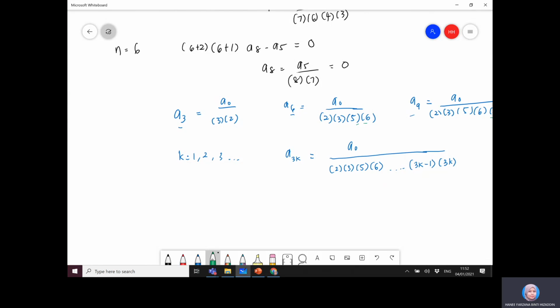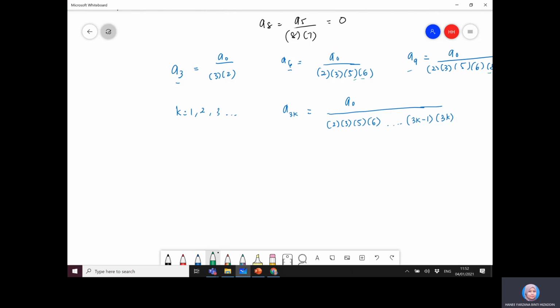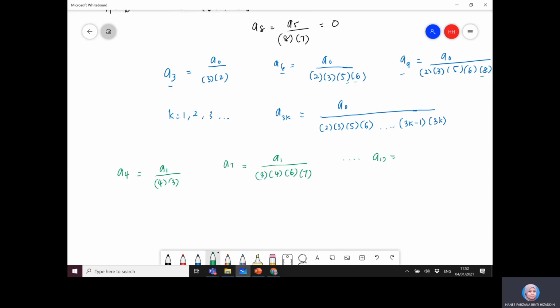And then what's the other pattern that you can spot? Okay, so now from a4 and a7. From a4 you have a1, a4 equals a1 over 4 times 3, and a7 you have equal to a1 over 7 times 6 times 4 times 3. And you suspect that maybe a10 will be equal to a1 over 3, 4, 6, 7, 9 and 10.